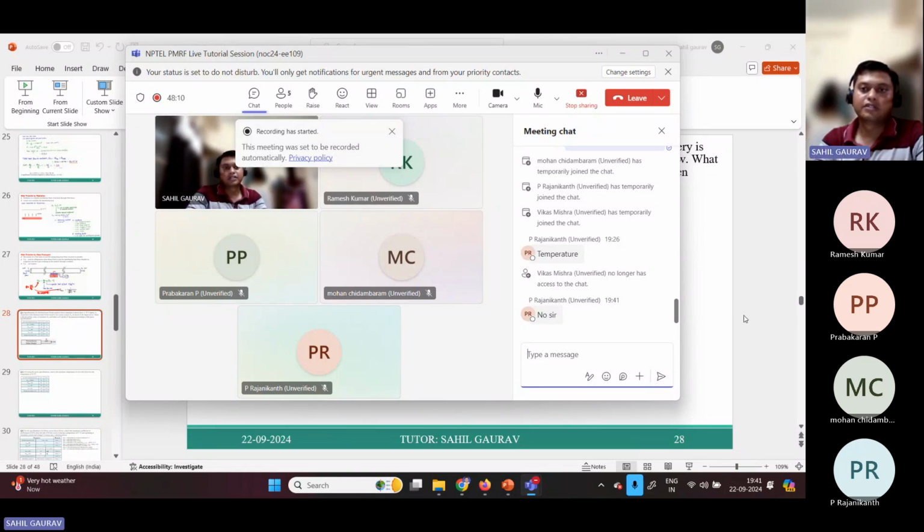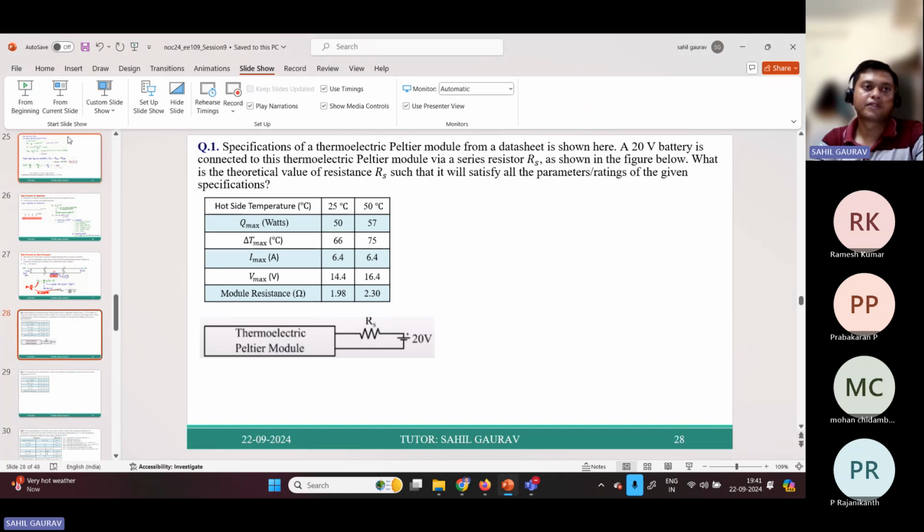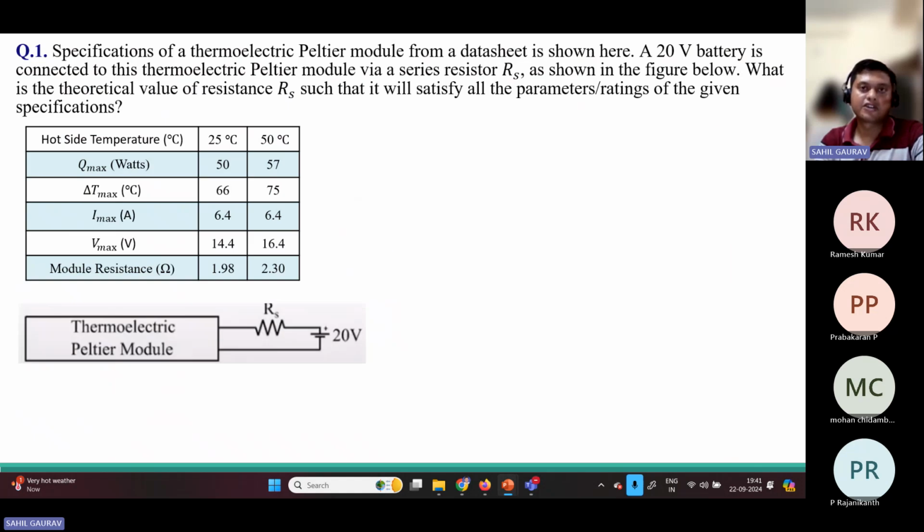So let us begin to solve the first problem. This assignment is also an easier one. Just use the expression. There are so many expressions in this assignment. Whatever formula is given in the textbook or in the lecture, you have to use, and you will get the answer.